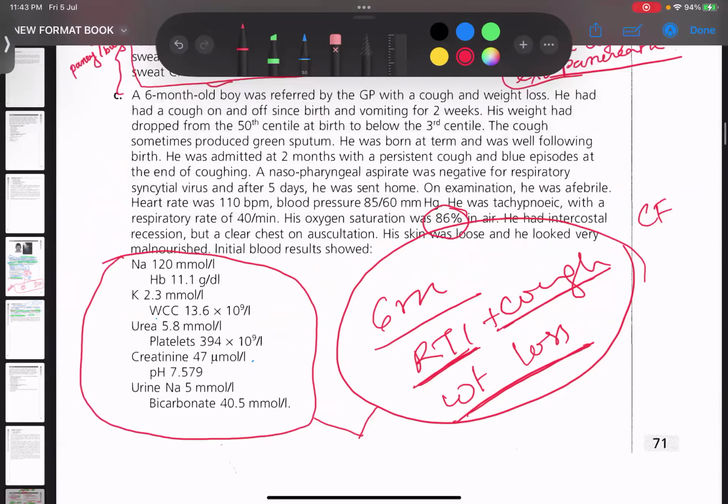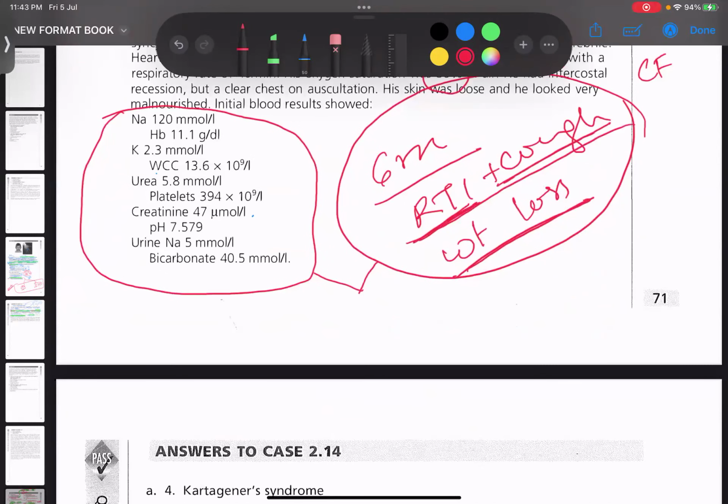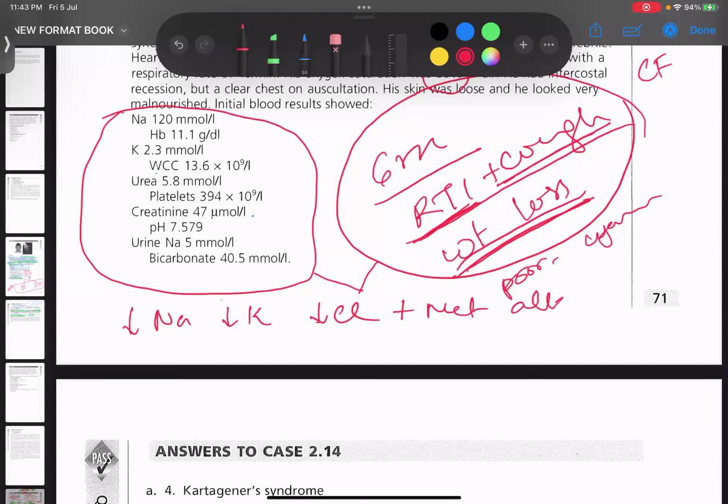They said that his weight dropped from 50th centile to below third centile. So he's coming with repeated history of respiratory tract infection, coughing, along with weight loss. Now he's developing poor saturation. Basically, he's developing cyanosis. Okay, and see the investigation findings. This hyponatremia, hypokalemia, hypochloremia, chloride is not given, along with metabolic alkalosis.